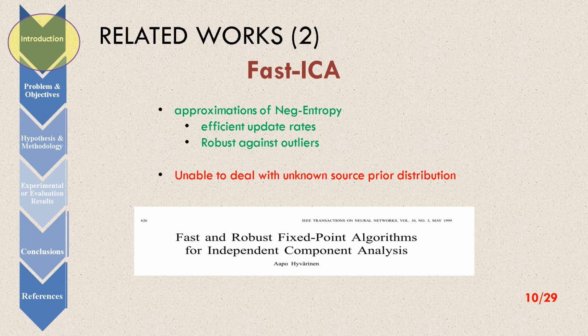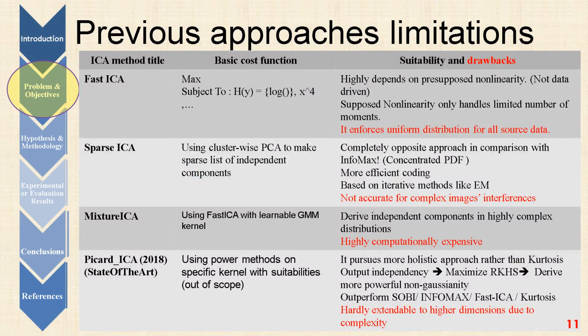Well, the related works have some issues. For example, they couldn't deal with unknown source prior distribution. They could not find accurate results for complex images. They are highly computationally expensive. And these methods are hardly extendable to higher dimensions due to their complexity, especially because these methods really want to find the real distribution of those data and parameterize that. But when it comes to finding that, they have to use mixture models, for example, Gaussian mixture models, etc. But such models are so complex and are iterative without any closed form, and therefore they usually get caught in local minima, etc.